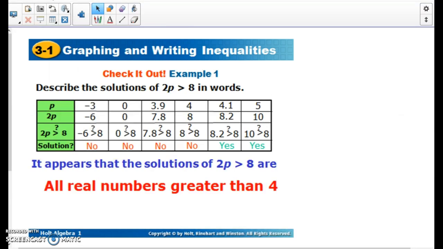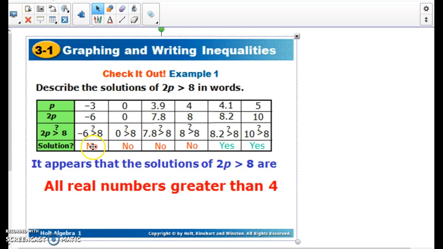Okay, so getting into this, kind of looking at solutions. Describe the solutions of 2p is greater than 8. So this says 2 times p, so I'm going to divide both sides by 2. That ends up being p is greater than 4. And we can test this out. So is negative 3 greater than 4? Well, let's see. 2 times negative 3 is negative 6. Negative 6 is not bigger than 8, so it's going to be a no.